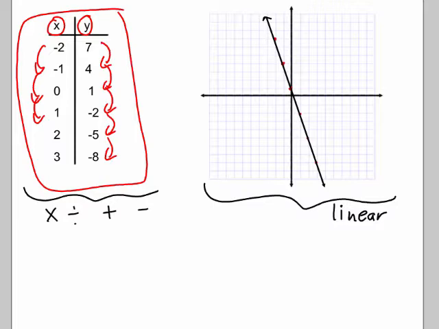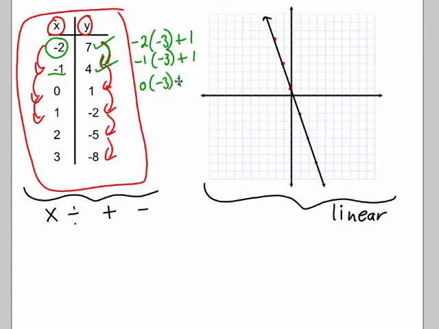So let's try to find the pattern going across. If I take negative 2, and we've already talked about, we think this pattern will involve multiplication of negative 3. If I take negative 2 and multiply by negative 3, I get 6, but I need to get 7, so if I add 1, that will make this work here. Will that same thing happen here? If I take negative 1 and multiply by negative 3 and add 1, does that give me 4? Yes, it does. If I take 0 and multiply by negative 3 and add 1, do I get 1? Yes, I do.